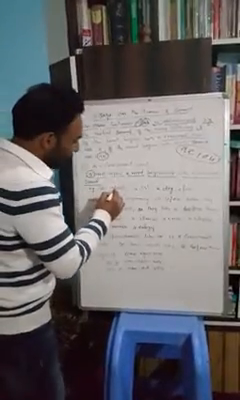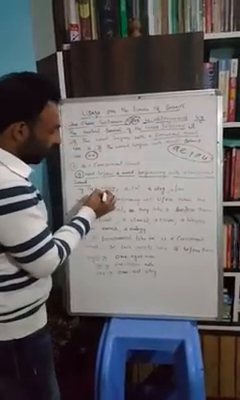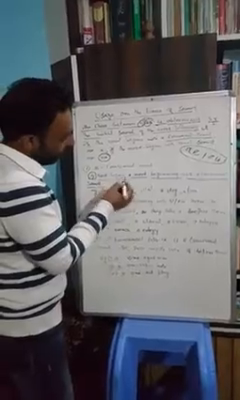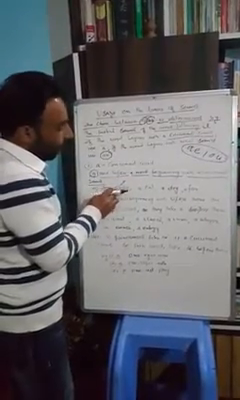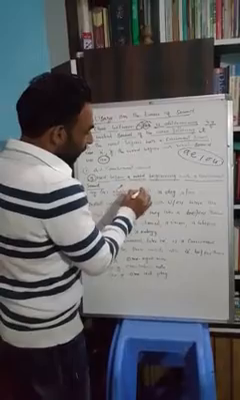Examples मैंने दी हुई है इधर, a book begins with a consonant letter B or sound B. So a book, a cat, it is C.